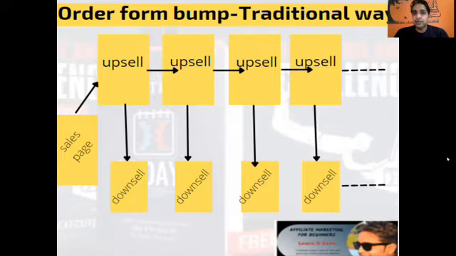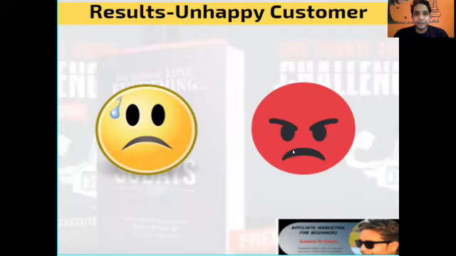And at that time there was no system of feedback. So the product owners who were selling those products had no idea about the customer experience. But later on, they came to know that due to their so many upsell and downsell pages, customers were very unhappy. Product owners were making money instantly, but it was not good for the long term because the customers were unhappy. Then, once they came to know that, they came up with a new concept called the order form bump.